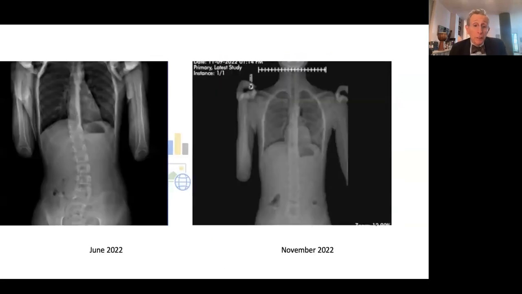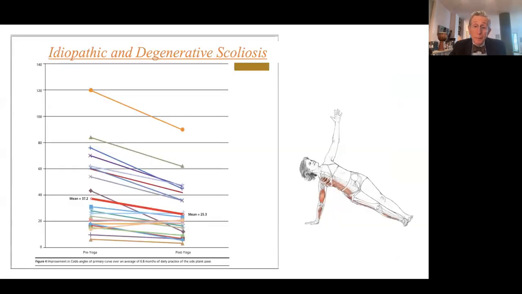So here's a young girl. She didn't get any botulinum toxin. She just had the yoga. She went from a 19-degree curve in June to a 3-degree curve in November. So 5 months and 15 degrees, not so bad. Here's the first study we did, again, not using botulinum toxin yet. Most people really got better, some as much as 30 degrees, some significantly less, and a couple actually got worse. But here's the average, about 12 degrees better in a little under 7 months.